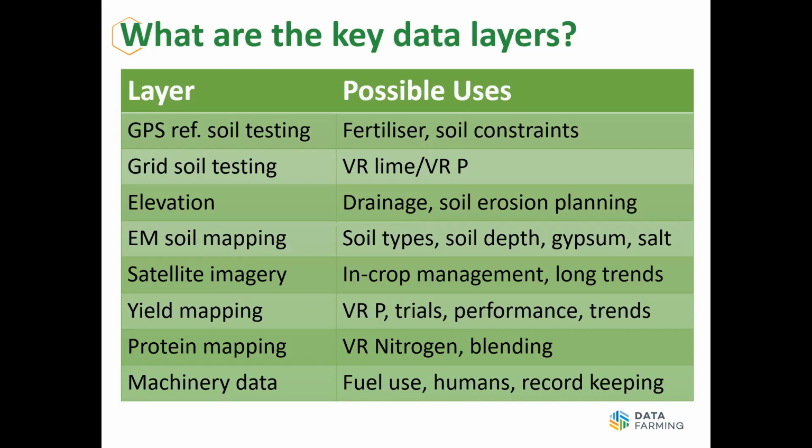So things like GPS reference soil testing is really good for understanding fertilizer requirements and soil constraints, and often you'll be targeted with that using, say, a satellite image, a yield map, an EM map, for example. So really important to GPS reference all of our soil tests going forward. And I'm more than confident to say we should never ever do blended soil testing ever again. I think there's very little point in doing it, and it often asks more questions than it answers. So I think we need to be targeted every time.